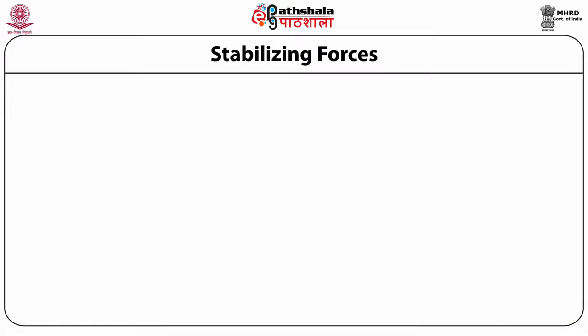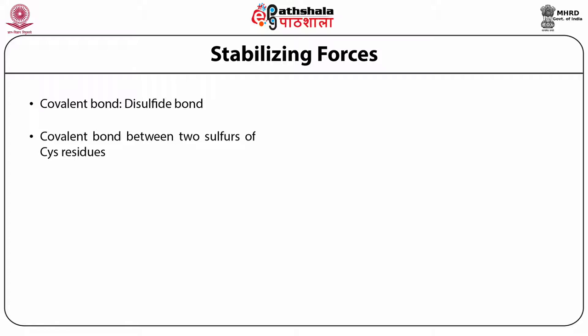The stabilizing forces in the protein structures. We studied the ones other than peptide bonds. We have disulfide bonds, which connect cysteine-cysteine residues. These disulfide bridges are generally long-range interactions. They are not neighboring residues which interact with each other. In the primary sequence, they could be from far away.